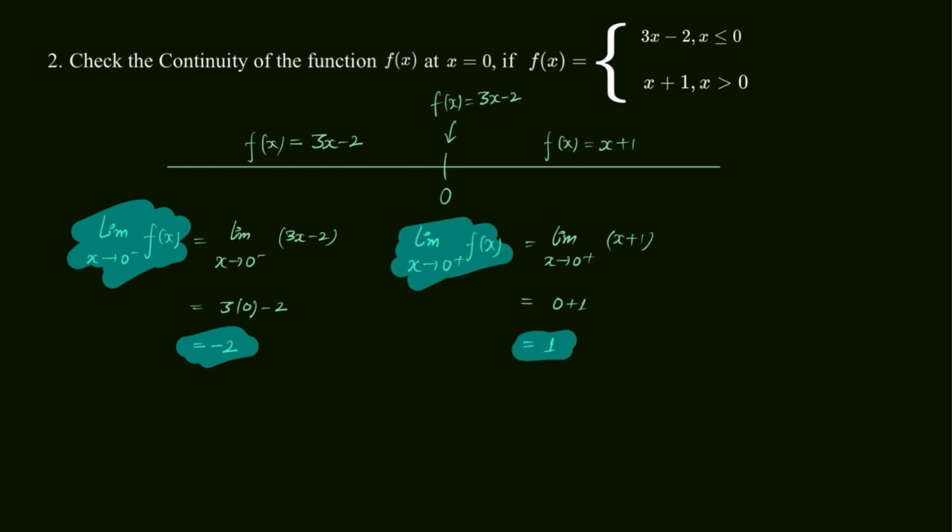Now since it is clear that the left hand limit is minus 2 and the right hand limit is 1, that means left hand limit and right hand limit are not coming equal, that means limiting value does not exist. And if the limiting value does not exist, then the function is not continuous at all. Since left hand limit does not equal right hand limit, therefore f(x) is not continuous at x equals 0. So here this time I didn't calculate the functional value because the limit does not exist for this function.